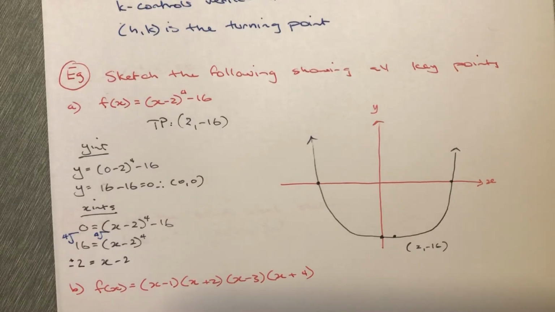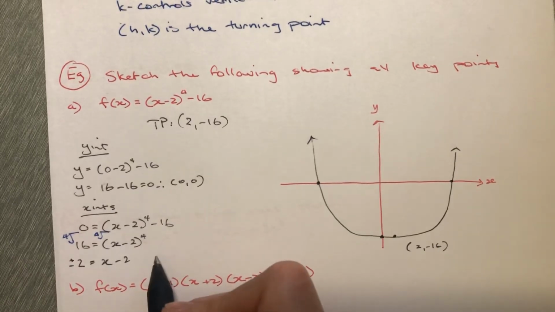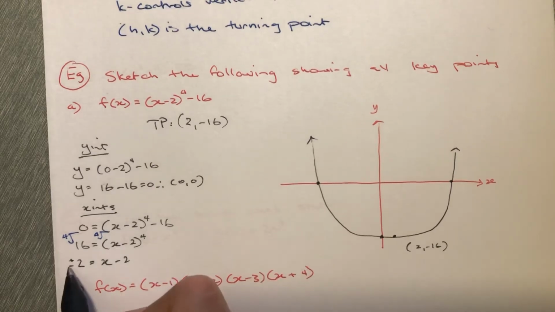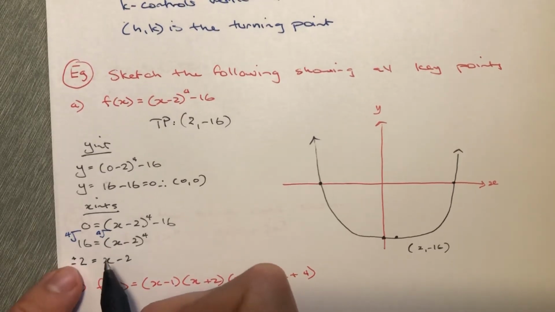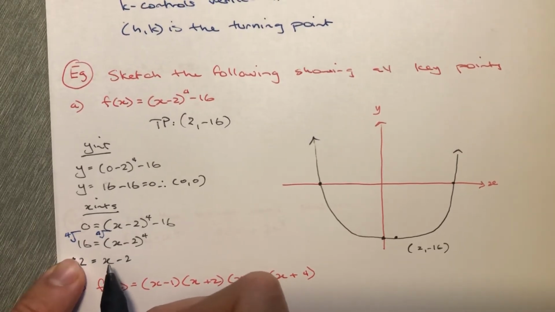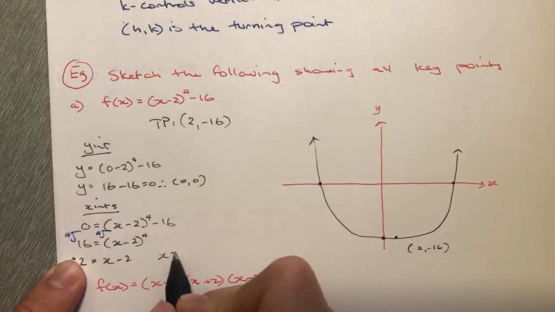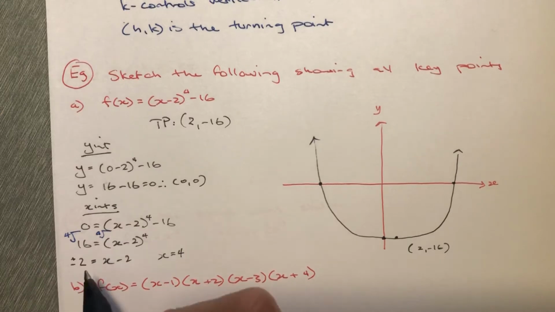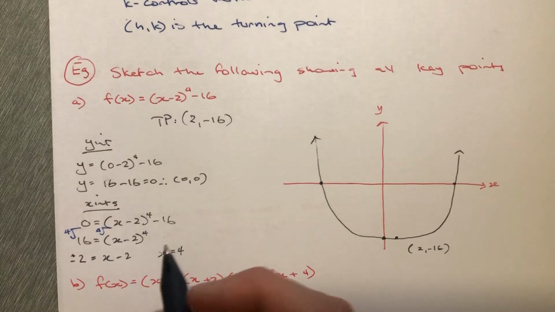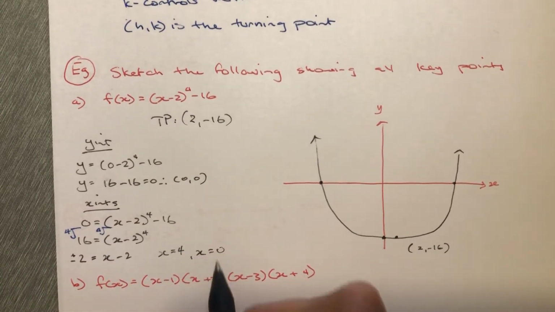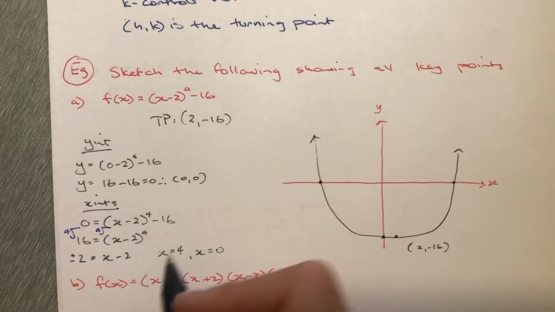There we go. So let's just look at the positive one first. So we've got x, we've got a plus 2 on the other side, so x equals 4. Now if we look at the negative of it, that's going to be x equals 0, as we found out a little bit earlier.